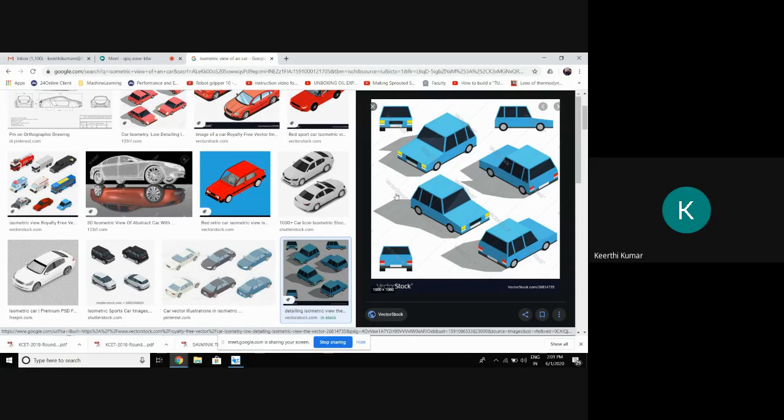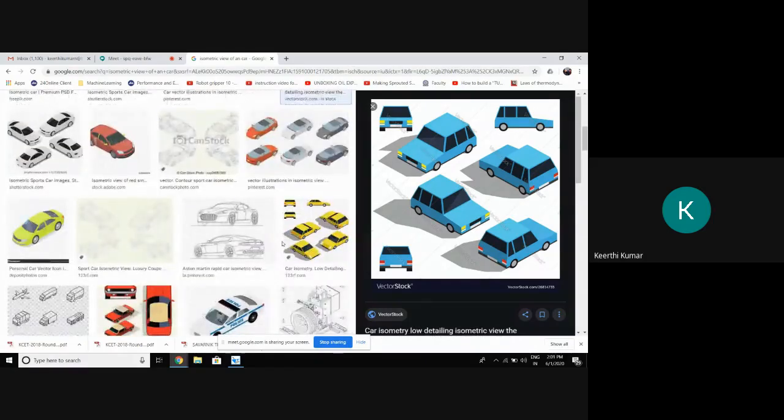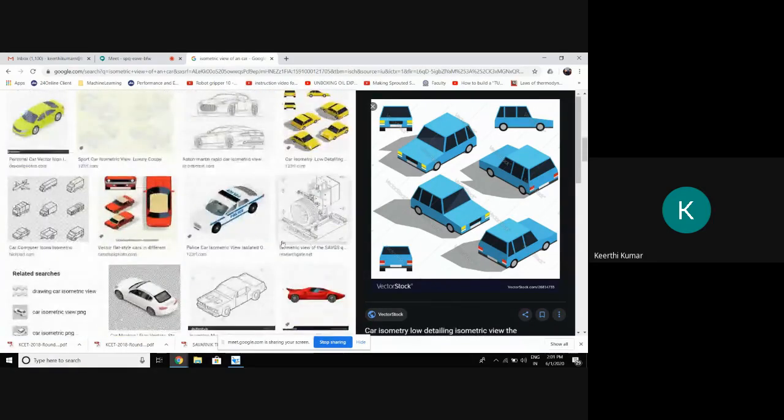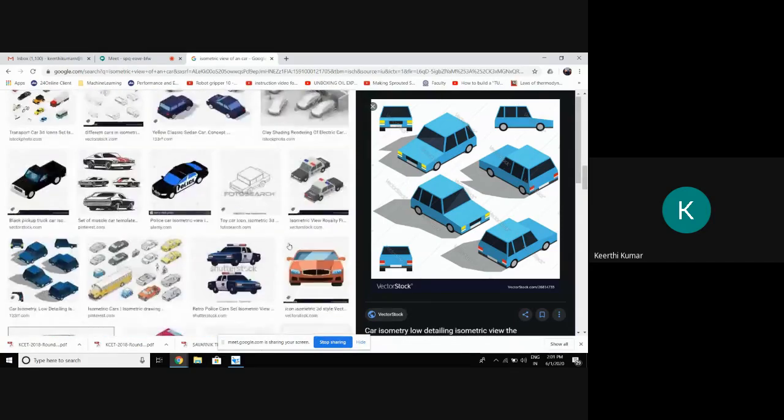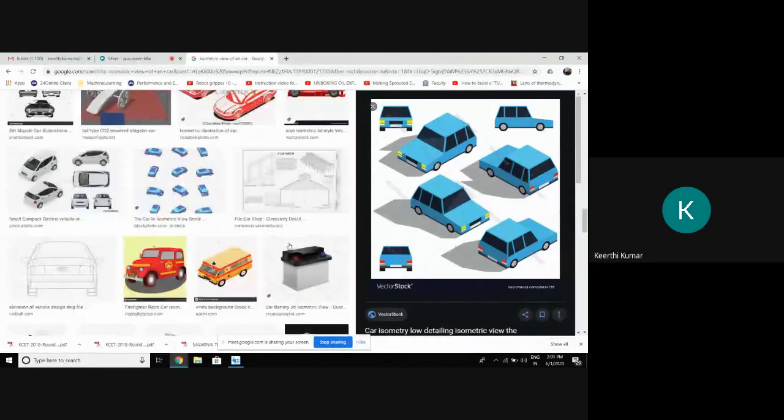If it is orthographic, I need to express with the help of minimum 2 views or 3 views. But if it is isometric, if I express only one view of this car, this is also isometric, this is also isometric. You can take any one and you can easily analyze how the car looks like. But in orthographic, minimum 2 views are required. That is the difference between orthographic and isometric projections. Is it clear? Any doubts? No, sir. Okay.